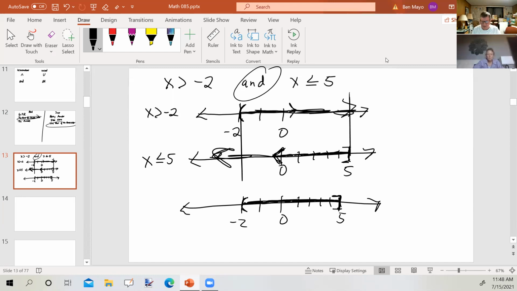So that is the graph of the solution. Everything between -2 and 5, not including -2, but yes, including 5, all of those points are in both of those inequalities. That's where they intersect. Now, how would we write that in interval notation?